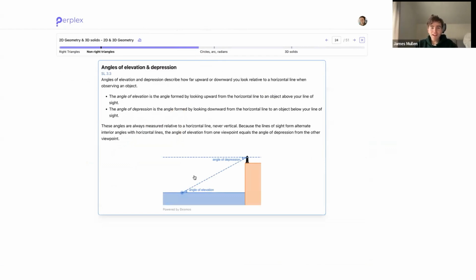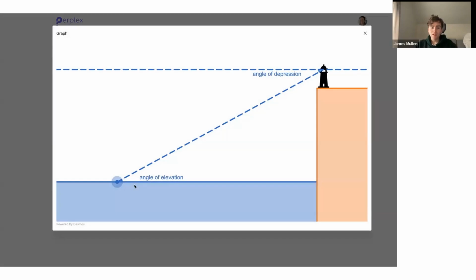But the angle of elevation is the angle formed if you look up from a horizontal line above your line of sight. So let's say you're on the ocean and you're looking up at a lighthouse. The angle of elevation is basically how far up you have to tilt your head to be looking at the lighthouse. And similarly, the angle of depression is how far down someone on the lighthouse would have to be tilting their head down to see you. And you see that those two angles are actually the same. The angle of elevation is the same as the angle of depression. And that's actually just a rule of parallel lines, that this angle is the same as this angle here.